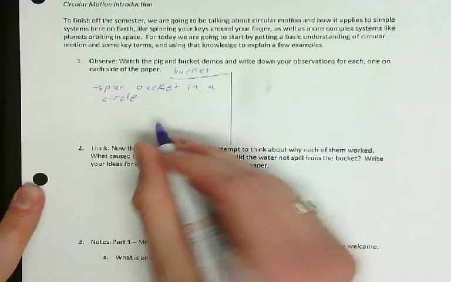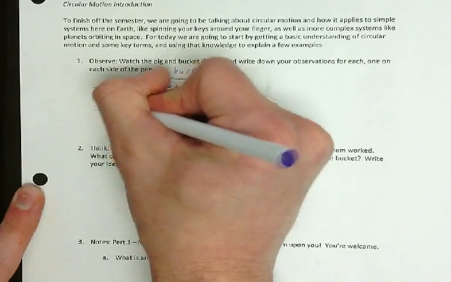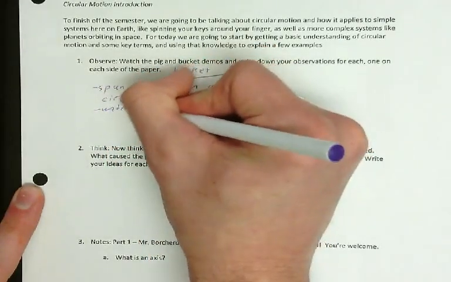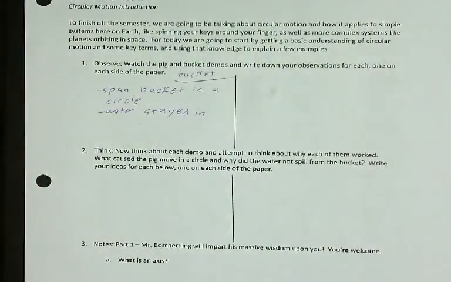So I spun the bucket in a circle. Water stayed in. Any other observations? What were some other things you noticed? Yeah, would it slosh on the bottom whenever you go slow?